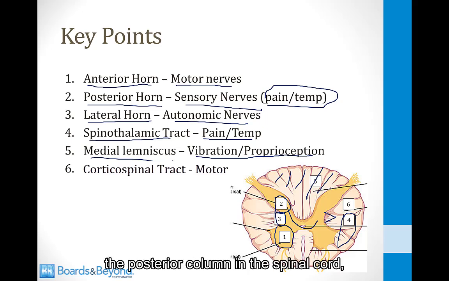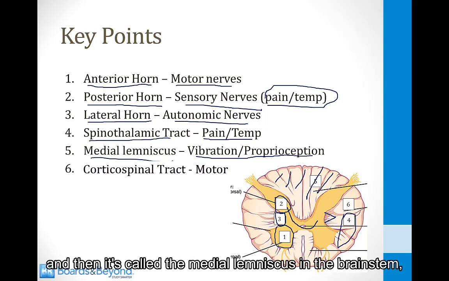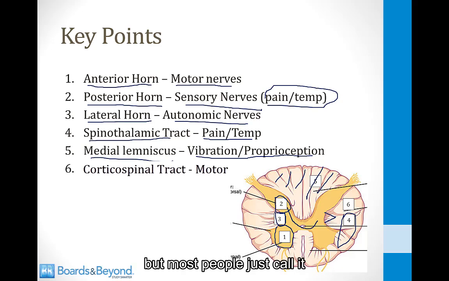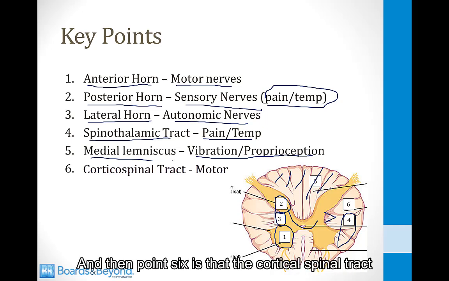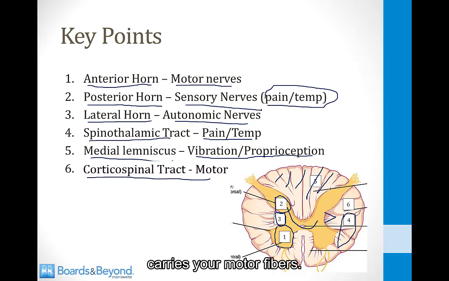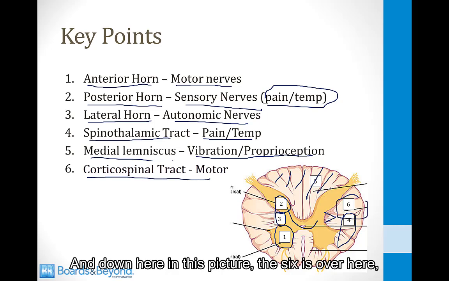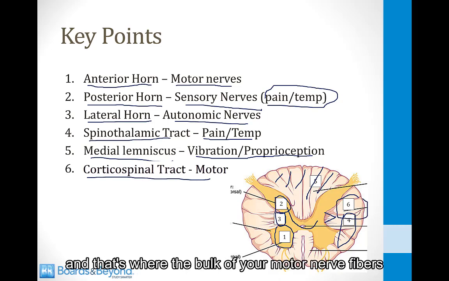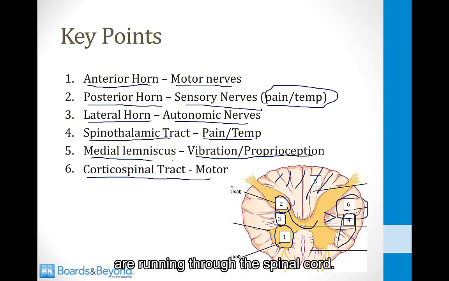It's technically called the posterior column in the spinal cord, and then it's called the medial lemniscus in the brainstem, but most people just call it the posterior column for simplicity's sake. And then point 6 is that the corticospinal tract carries your motor fibers, and down here in this picture the 6 is over here, and that's where the bulk of your motor nerve fibers are running through the spinal cord.